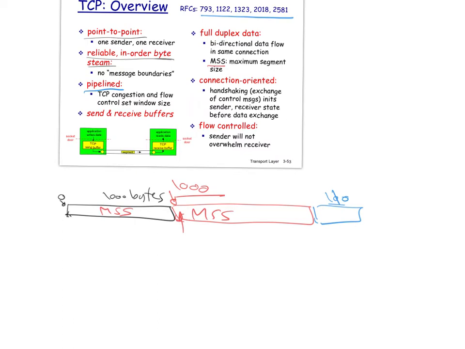Okay, so we have send and receive buffers, and it's full duplex. What does full duplex mean? It means that when we send a segment, we might actually set the acknowledgement for another segment that we have received before. So while I'm sending a segment, I can acknowledge another segment.